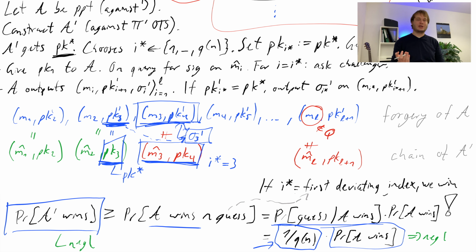So that's it for chain-based signatures. The scheme is very simple, and the proof also is very simple as soon as you know this trick, looking for the first deviating index and being able to argue that this index actually exists.